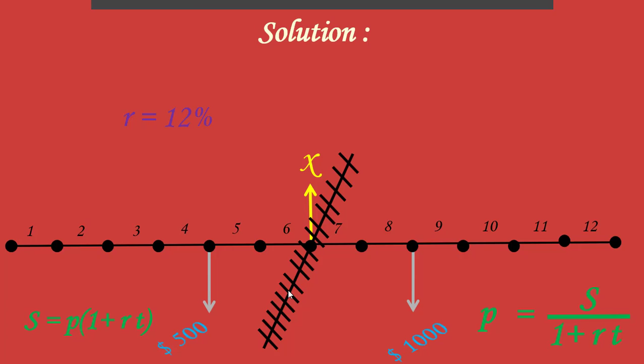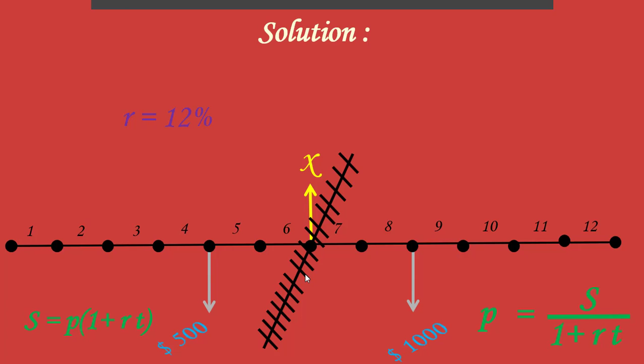The third case, when the focal date lies in between the maturity dates of old and new obligations. In this case, the amount of sum of old obligations plus the present value of the others equals the amount of sum of new obligations plus the present value of the others.